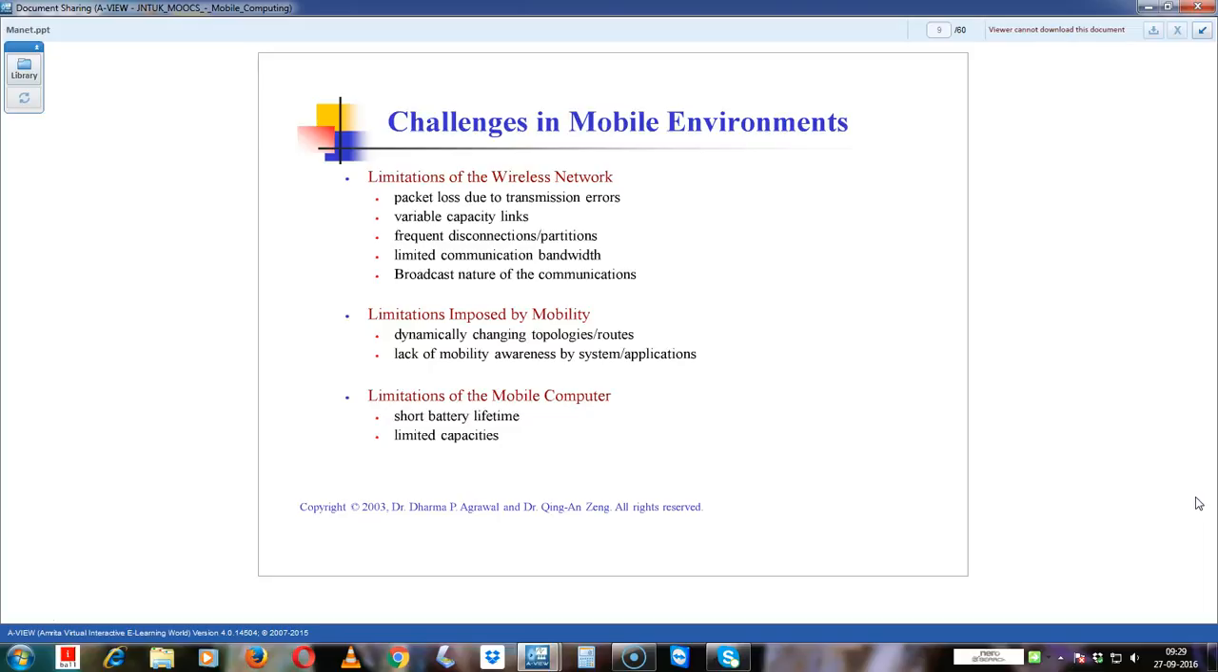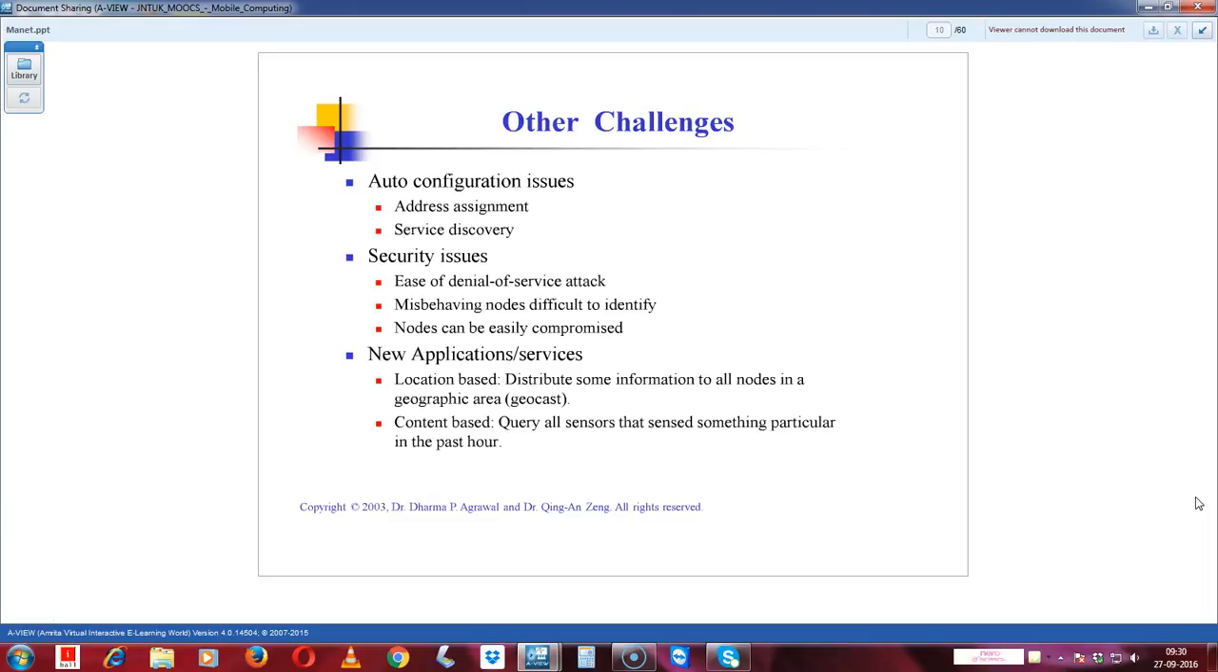Lack of mobility awareness by systems and applications. And there are some limitations: your battery lifetime is very short, and capacities are also limited, like memory capacity. So these are some limitations. And other challenges are auto configuration issues. Every time you want to assign an address, if there is mobility, your device will change from one location to another, so you also need dynamic addressing here. The address assignment changes, and you also want to discover the device again if it goes out and comes back. There is something called service discovery, which discovers services for the devices connected to the network.